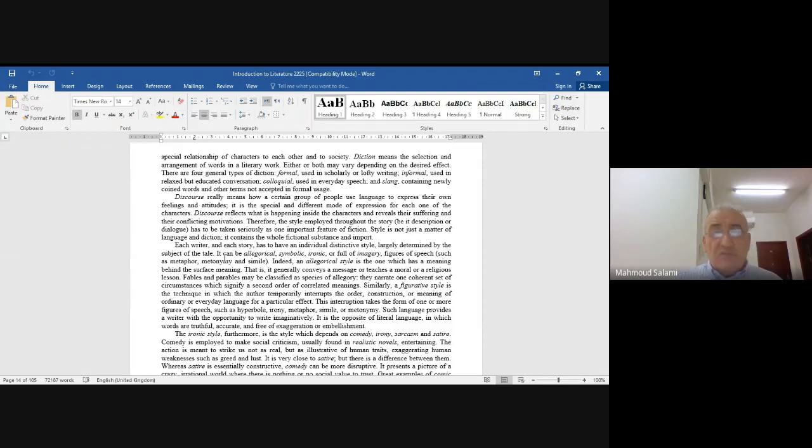So allegorical, for example, you use allegory, or symbolic when you use symbols, ironical when you use irony, and imagery in the same way. Notice here, ironical style is one which has a meaning behind the surface meaning. I think it's very easy. When you use allegory, you always mean something else. Like, for example, Animal Farm, the novel that you have done before.